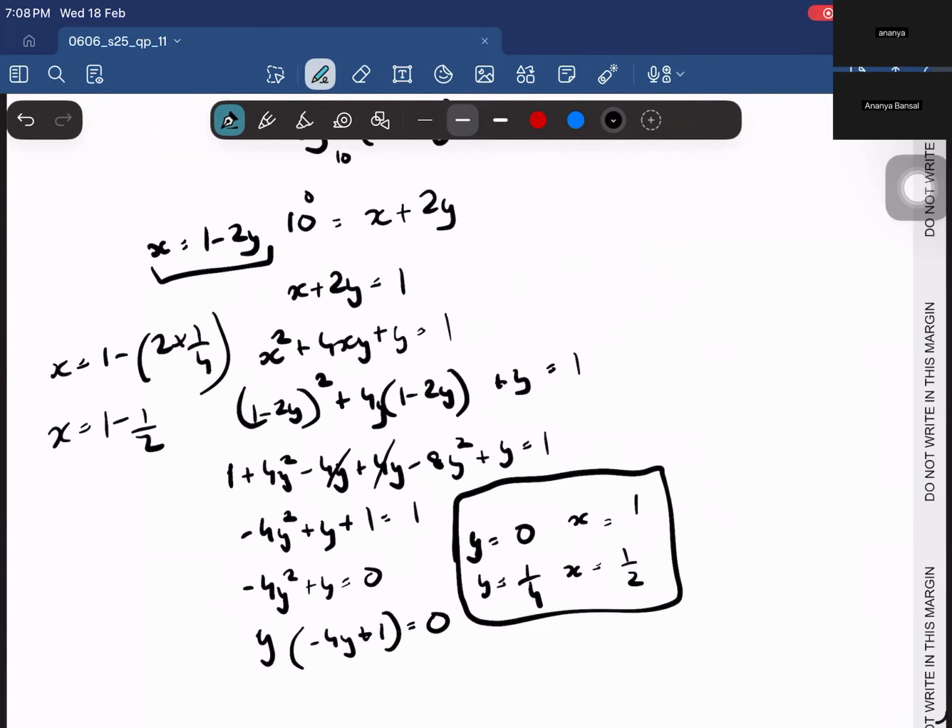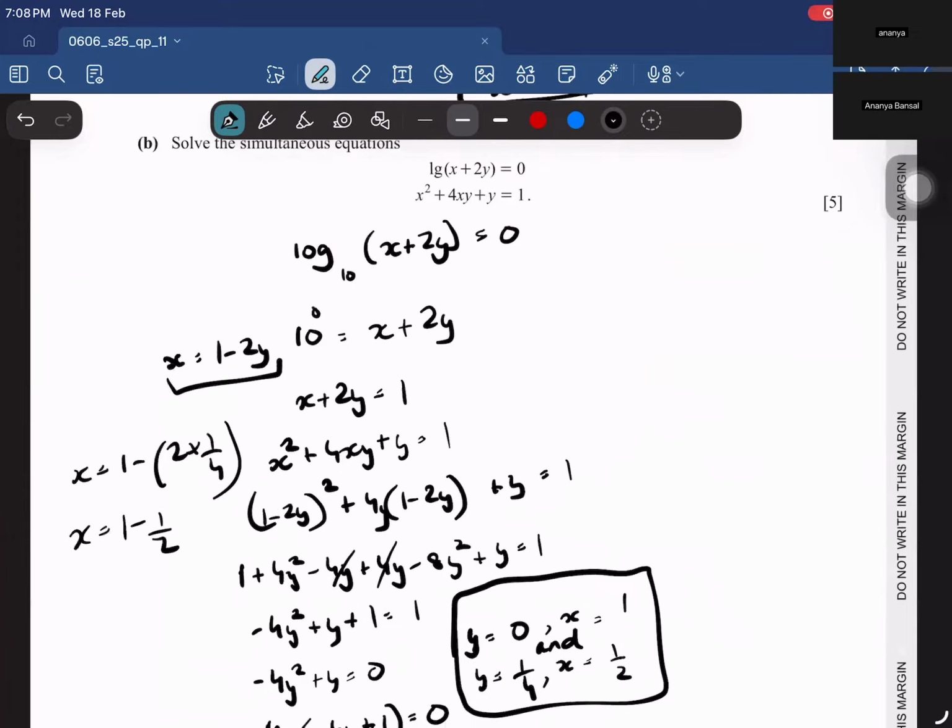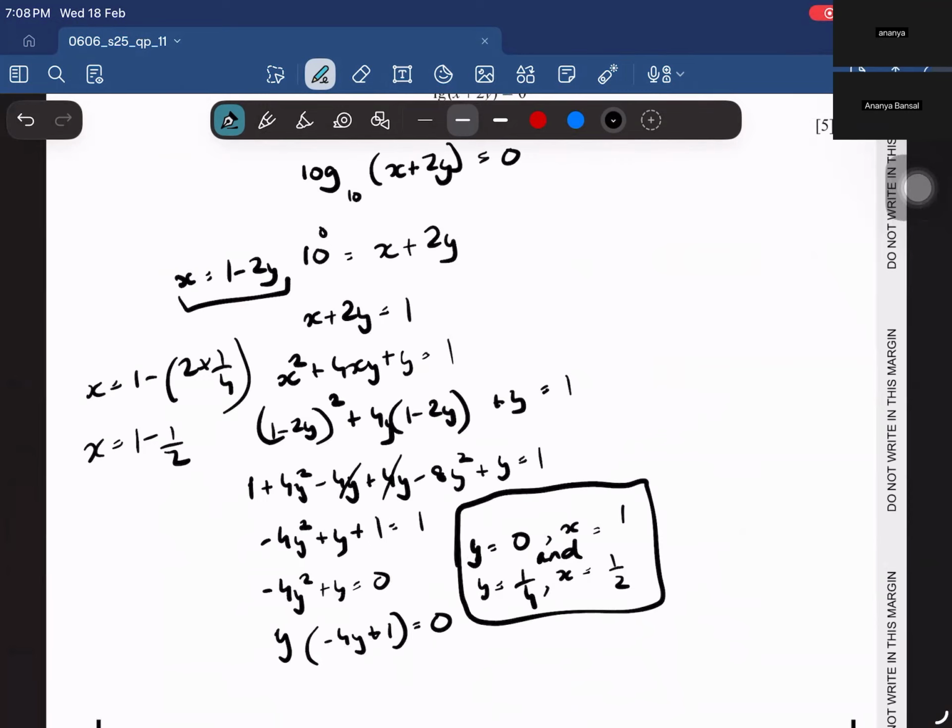It's important that you write them side by side. You can split them with a comma and then write "and" in the middle, so that the examiner knows that you have two sets of answers and they are corresponding to each other.